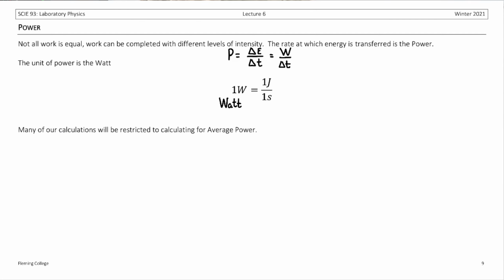Many of you have seen this unit before. When you purchase light bulbs, they are measured in units of watts. That gives you the power of the light. While we're not going to look at an example right now, note that many of our calculations for this type of problem will focus on calculating the average power applied. We're going to leave this topic for now and most likely look at it in more detail when we come to our electricity unit.